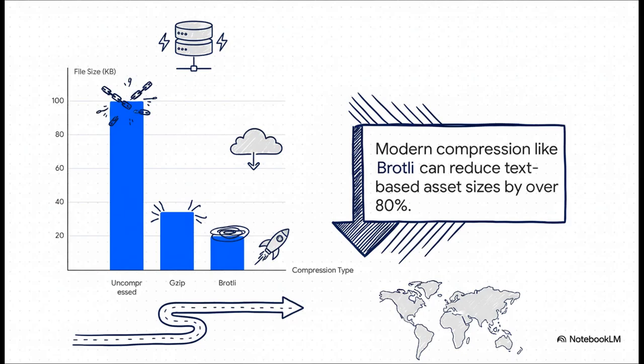And the impact here is just staggering. I mean, look at this. A 100 kilobyte file can shrink by 70% with just standard gzip compression. But if you use a more modern algorithm like Brotli, which most CDNs now support right out of the box, you can push that all the way to an 80% reduction. That is a massive saving in bandwidth.